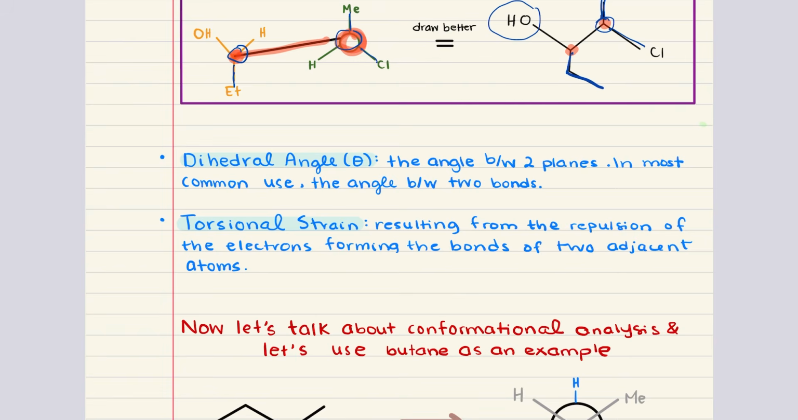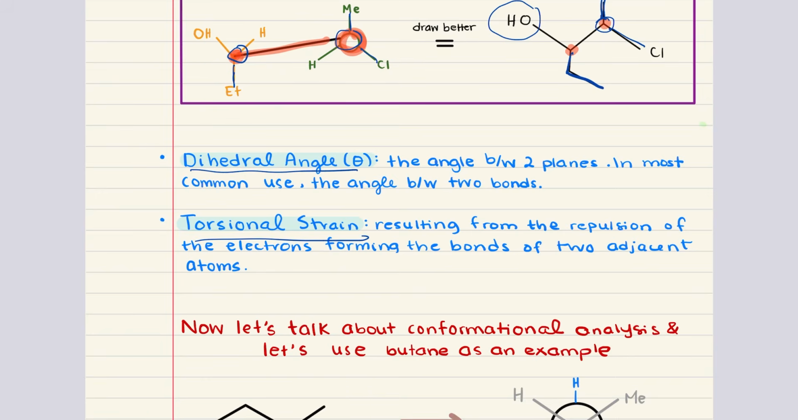To fully understand the differences between conformations, we need to introduce two key concepts: dihedral angle and torsional strain. The dihedral angle is the angle between two planes, which in this case refers to the angle formed by bonds on the front and back carbons in a Newman projection. This angle helps define the spatial relationship between substituents on adjacent carbons.